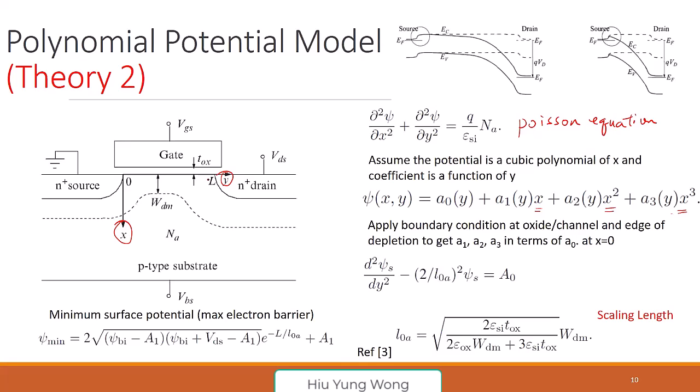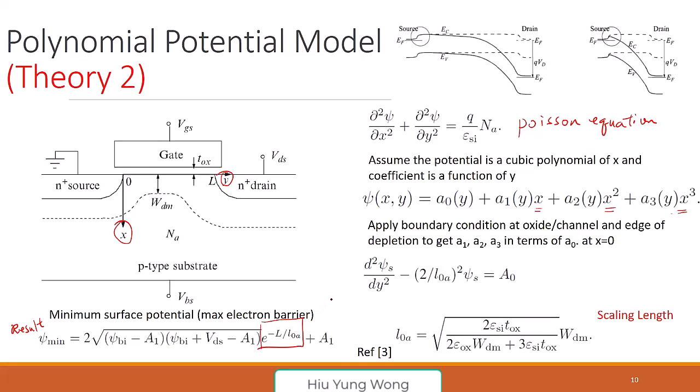But the main point is this. They derive, this is the result. And you also don't need to memorize this equation on the cheat sheet. But it tells us that the change of the barrier has this form, e to the power negative L divided by LOA. What does it mean?